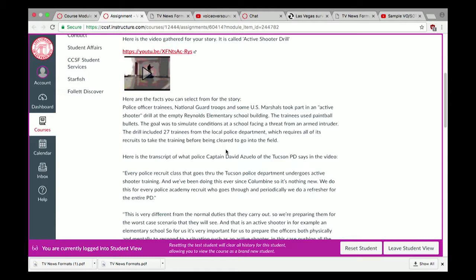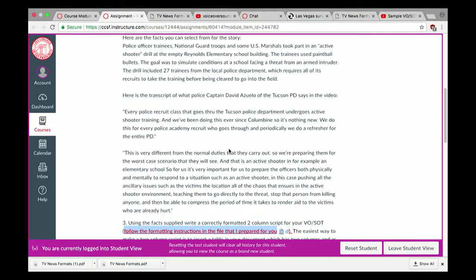And then when you get to the SOT, the sound on tape, I've transcribed the interview from Captain Azuelo, it's in that tape as well. So you pick the sound bite that you want to use out of there. Okay, Jenny?